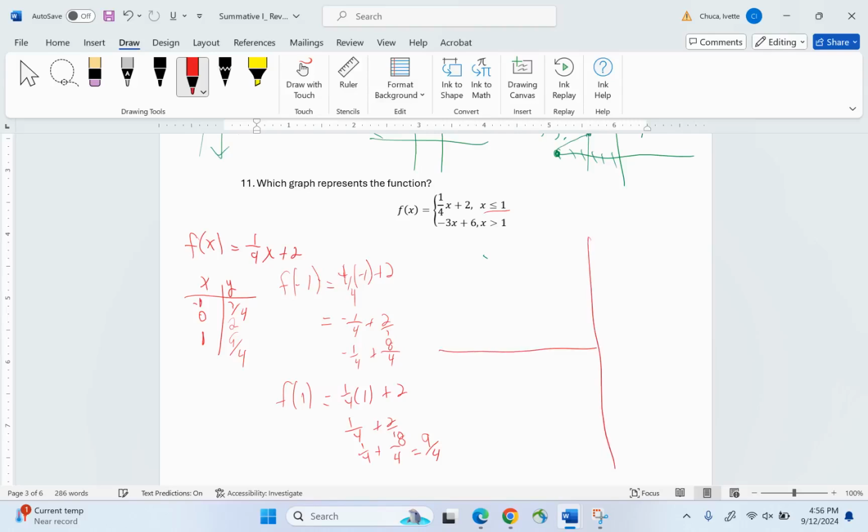Okay, so if we plot this, let's see what it looks like. So we have 0 and 2, which is right here. Then we're going to have -1 and 7/4. 7/4, if we get an approximation, is 1.75. So we have -1 here, and then 7/4 is 1.75. So maybe like right there. And then 1 and 9/4. So 9/4, if we get an approximation, is 2.25. So that's going to be around right here.